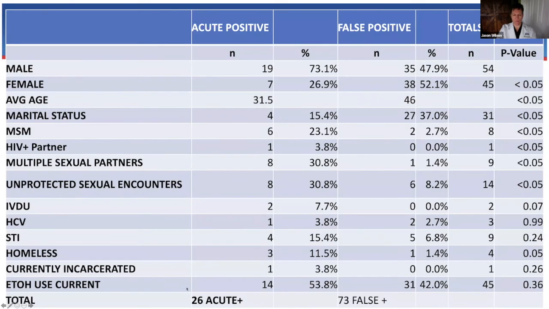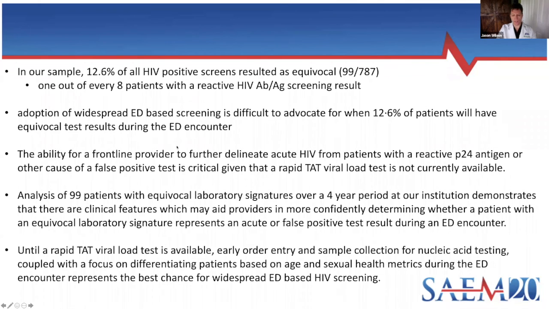So in total, again, we have 26 what we call acute positives, meaning HIV antibody antigen screen is reactive, antibody is negative, however, the RNA is positive. 73 false positives, meaning HIV antibody antigen screen is reactive, antibody is negative, and then the RNA is also negative. So overall, this is not a negligible number of patients. Of the positives we've had, of the HIV antibody antigen screens that are reactive positive, 99 out of 787 were equivocal, meaning the antibody was not detected.